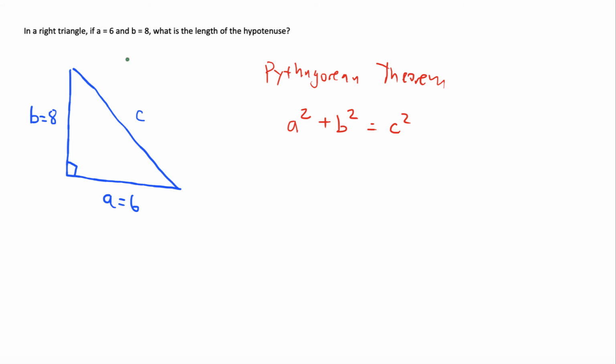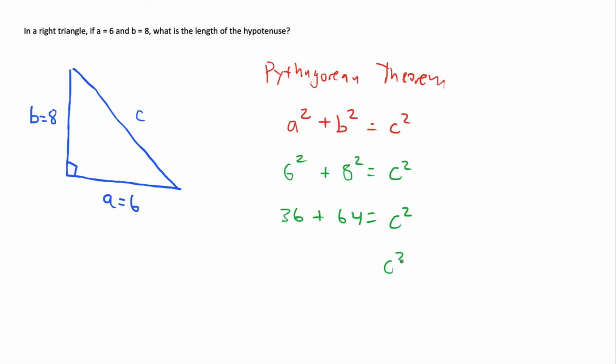So in this case, we're given A equals 6, so we'll just plug that in. 6 squared plus B, which is 8, so plus 8 squared equals C squared. That's what we want to find, the value of C. 6 squared is 36, and 8 squared is 64. But remember, that equals C squared, not C.